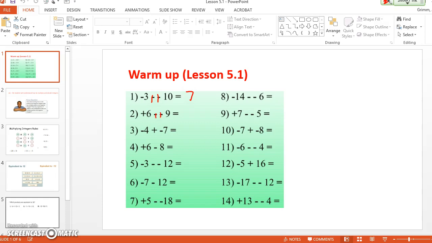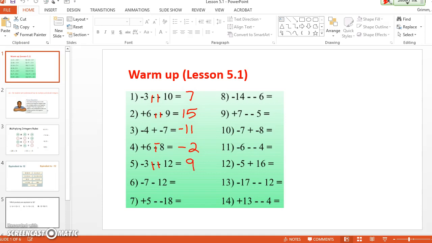I just add 9 and 6, which would be 15. All right, -4 plus -7. So I owe someone 4, I owe someone 7, I owe a total of $11, and it would be negative. Okay, if I have 6 minus 8, I do same, change, and I get -2. Number 5, same, change. If I owe someone 3 and I have 12 in my pocket, I have 9 left over.